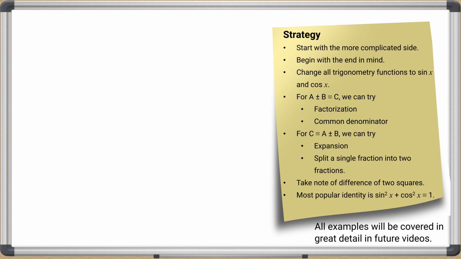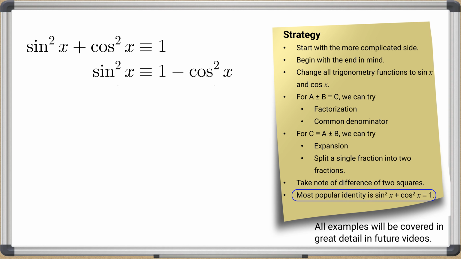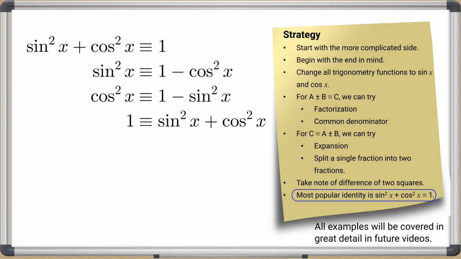Part 7. Finally, the most popular identity is sine squared x plus cosine squared x equivalent to 1. This identity can be used in 4 forms. Sine squared x plus cosine squared x equivalent to 1. Sine squared x equivalent to 1 minus cosine squared x. Cosine squared x equivalent to 1 minus sine squared x. Last but not least, 1 equivalent to sine squared x plus cosine squared x.